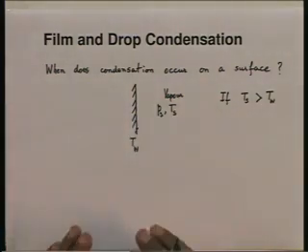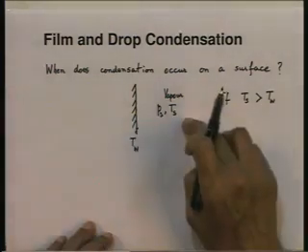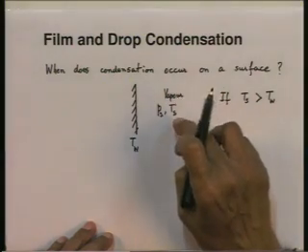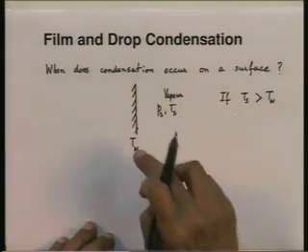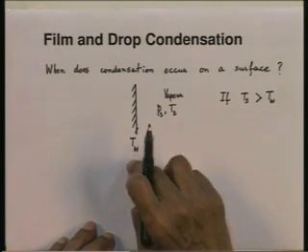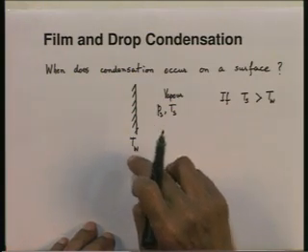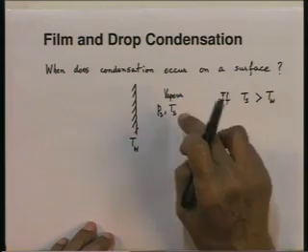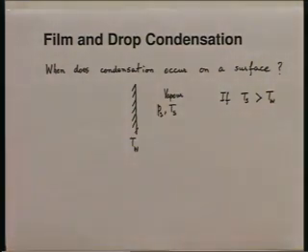So, condensation occurs when a vapor with a saturation temperature T s comes into contact with a solid surface which is maintained at a temperature T w, T w being less than T s. That is when condensation occurs.